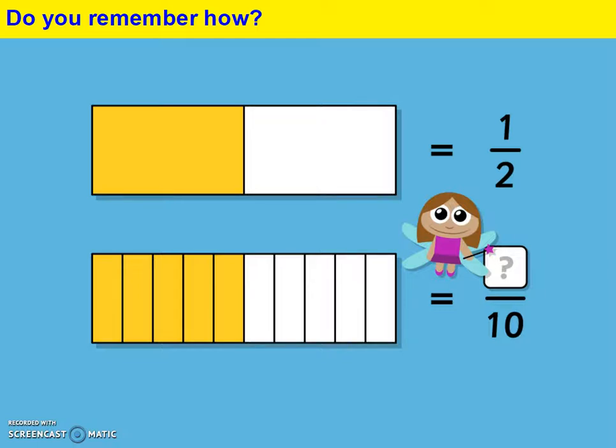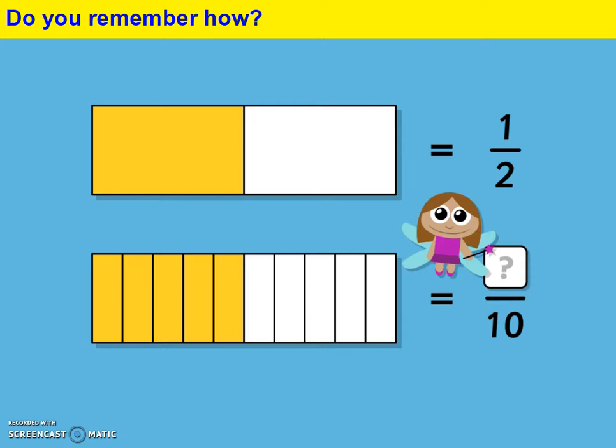So before we start with today's session, let's look back at some previous learning and have a look at this image. We can see we've got two bar models and we're told that the very top bar model has one half shaded, one of two parts. Can we use that information to find out what fraction of the bottom bar is shaded?